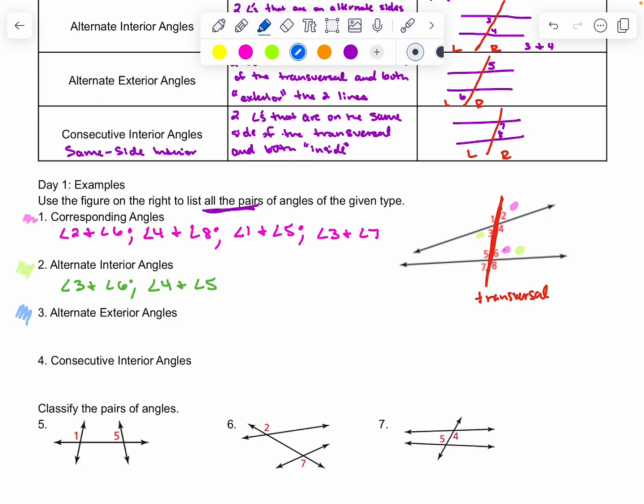Alternate exterior angles. I'm going to go with 8. So I'm on the right side currently. I need to be on the left side of the transversal, and I need to be on the outside of those 2 lines. So it's got to be the 1. So we've got 1 and 8. And then 2 and 7.